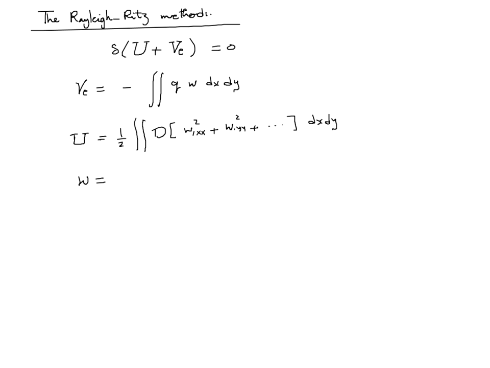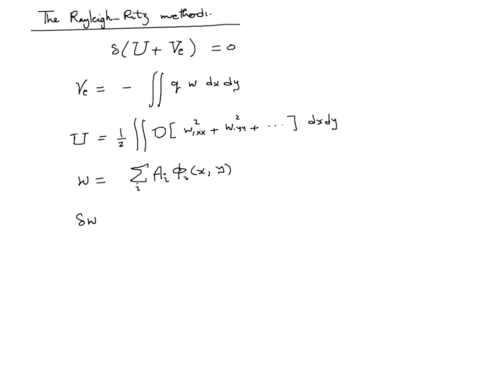We assume that the displacement W is a sum of some unknown coefficients, let's call them capital A sub i, times what they call assumed shape functions or assumed functions. These are known functions of x and y. So we assume them and we sum over i. And we usually terminate the sum at a finite number of terms. If we are not very ambitious, we might actually limit ourselves to only a single term.